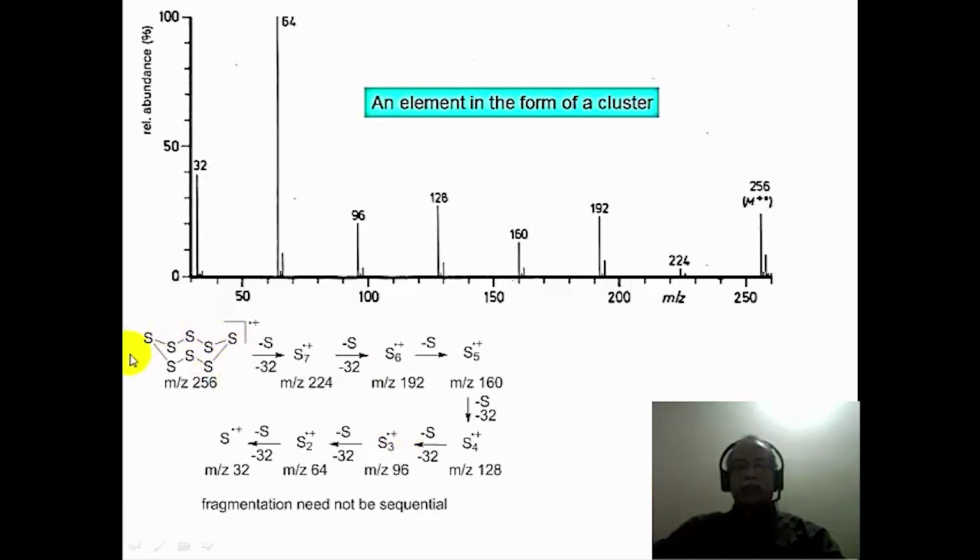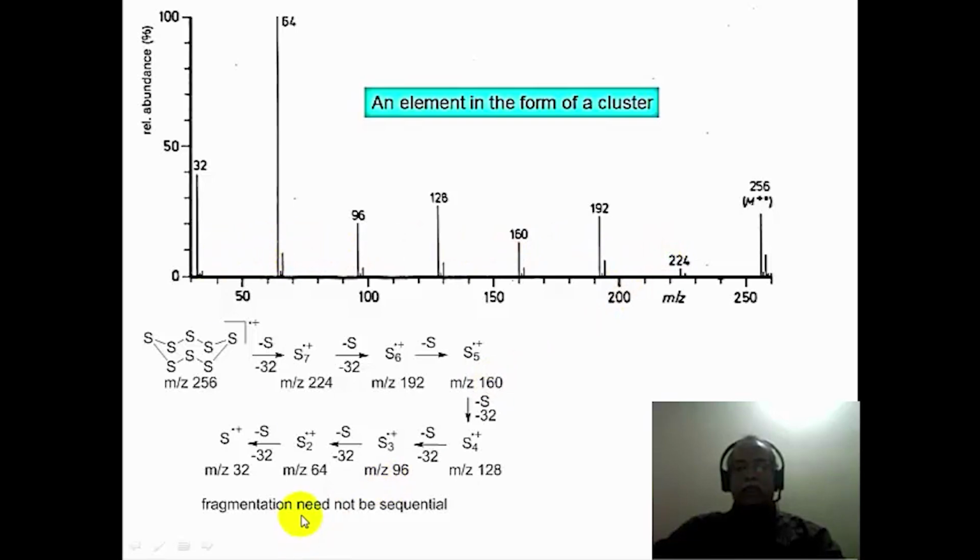Sulfur S8 is supposed to have a crown structure like this, with a molecular weight of 256. With the loss of sulfur atoms one after the other, it will result in the formation of the monoatomic sulfur cation radical at m/z 32. All the intermediate stages' masses correspond to the various peaks that are seen in this particular spectrum.